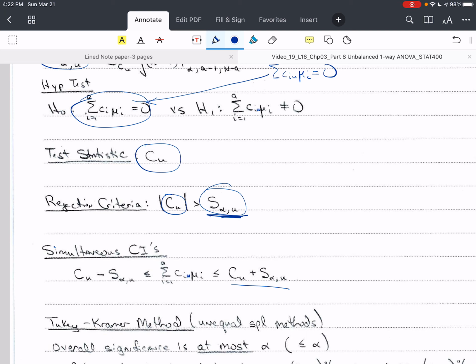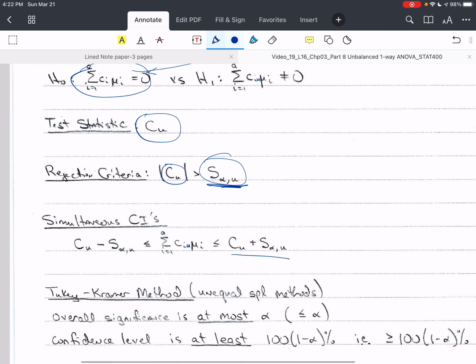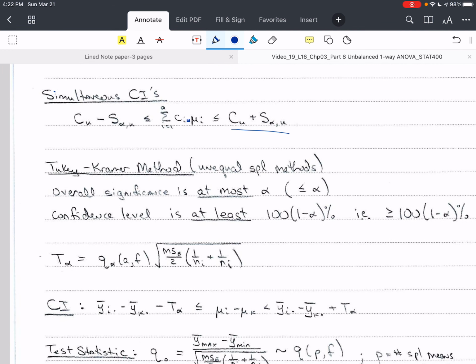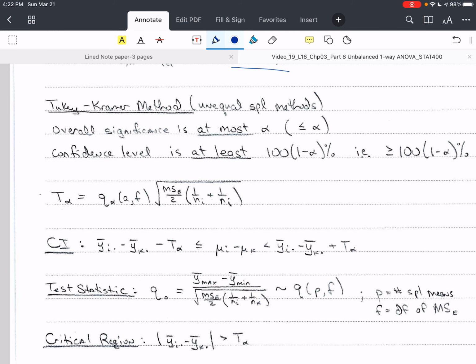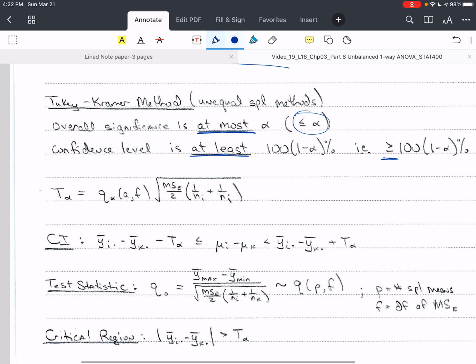Now, we've talked about Tukey's method before, but now we're talking about it with unequal sample sizes, and that becomes the Tukey-Kramer method for unequal sample sizes. So the overall significance level for unequal sample sizes is, instead of equal to alpha, at most alpha. So it's less than or equal to alpha, and that means that the confidence level is at least 1 minus alpha, but it could be greater than 1 minus alpha.